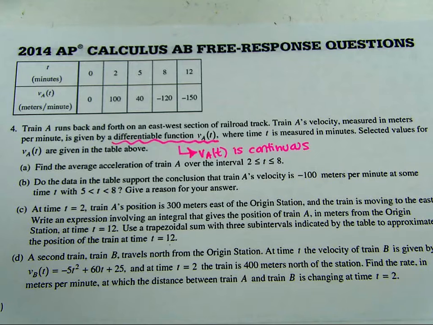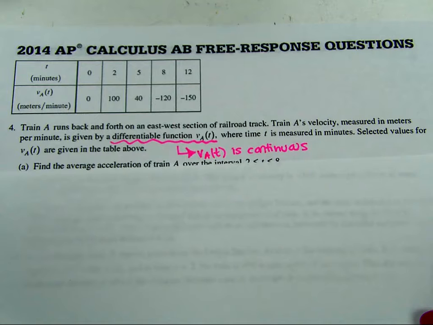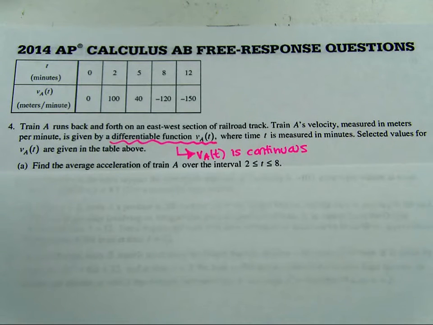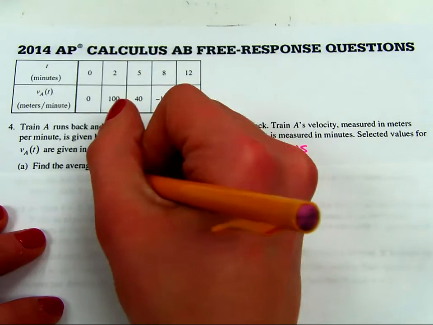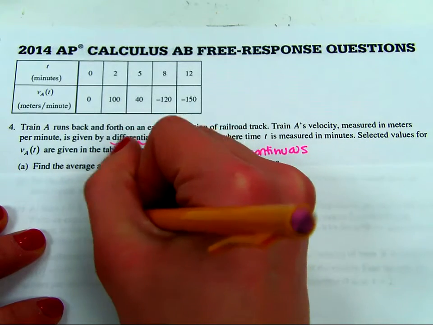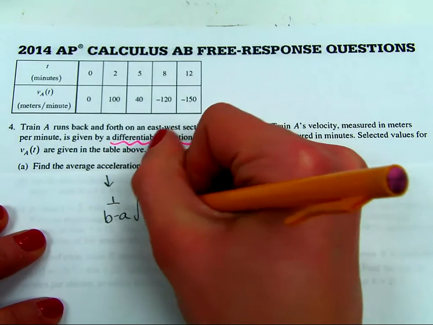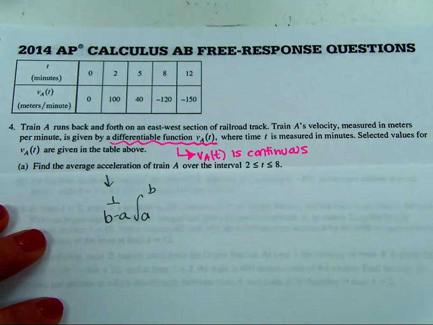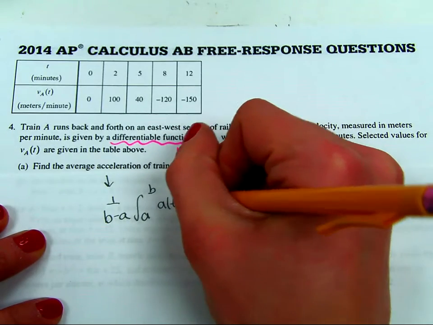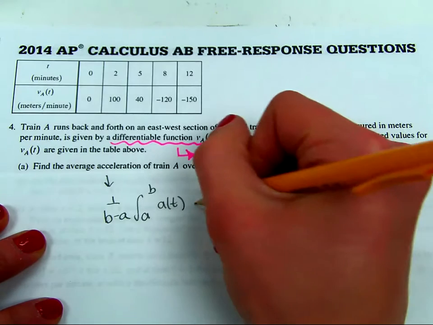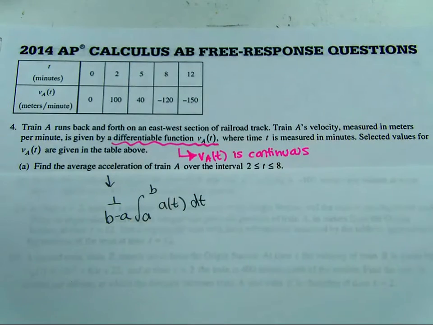It says find the average acceleration of train A over the interval 2 to 8. All right, so if we're going to find average acceleration, there's that formula for the average value of a function. Remember that formula was 1 over b minus a, integral a to b. And if it's average acceleration, I'm going to put the name of that function, acceleration, there. We don't have that function, right? We have velocity. We'll figure that out later, but we need to put the right function in there.